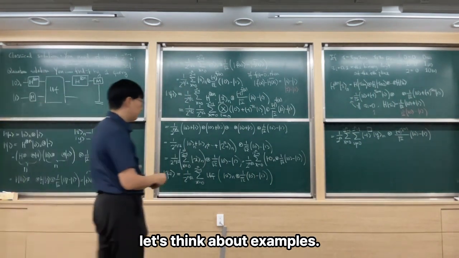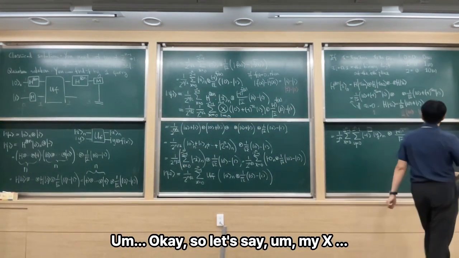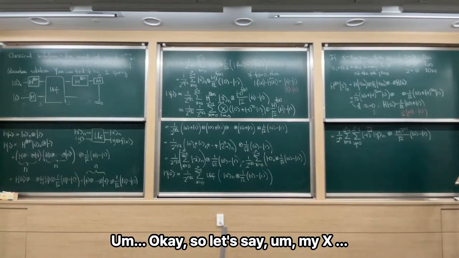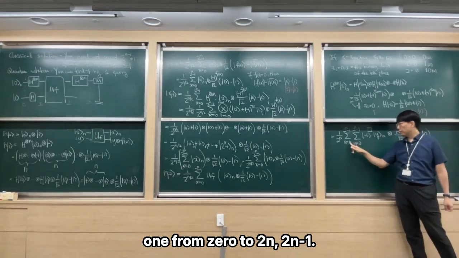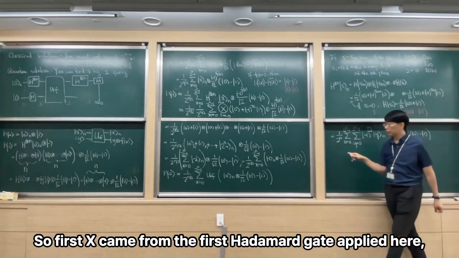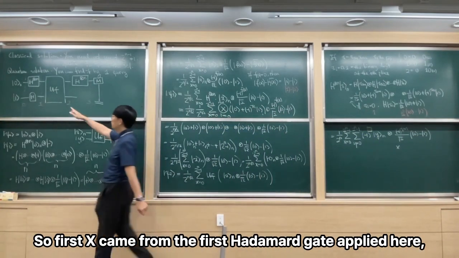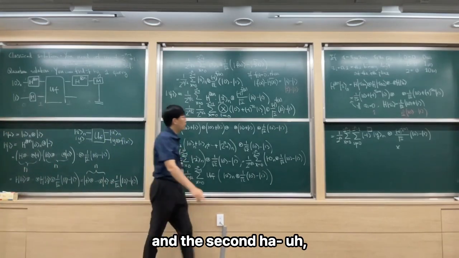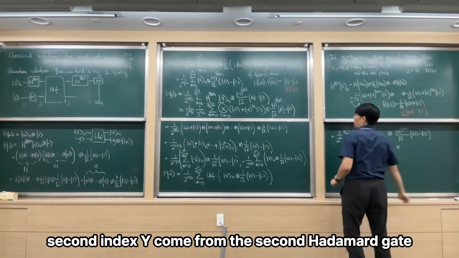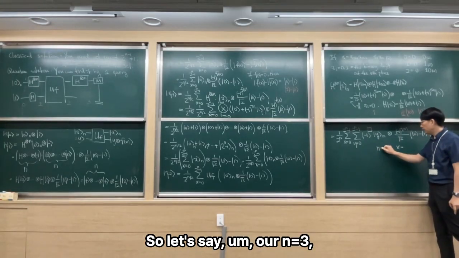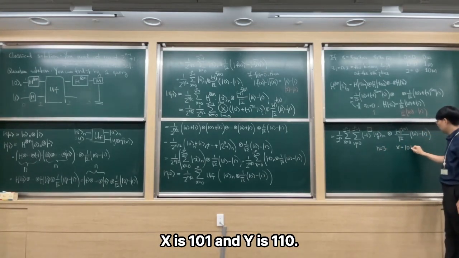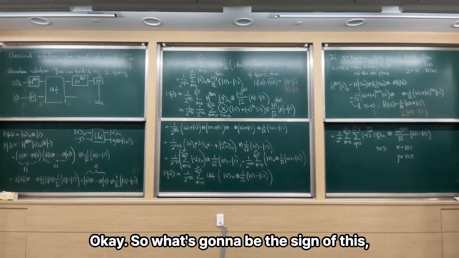So let me give an example. Let's think about examples. Okay, so let's say my x. There are two indices running from 0 to 2 to the n minus 1. The first x came from the first Hadamard gate applied here, and the second index y comes from the second Hadamard gate applied on the input register. So let's say n equals 3, x is 1, 0, 1, and y is 1, 1, 0. Okay? So what's going to be the sign of this x, y?